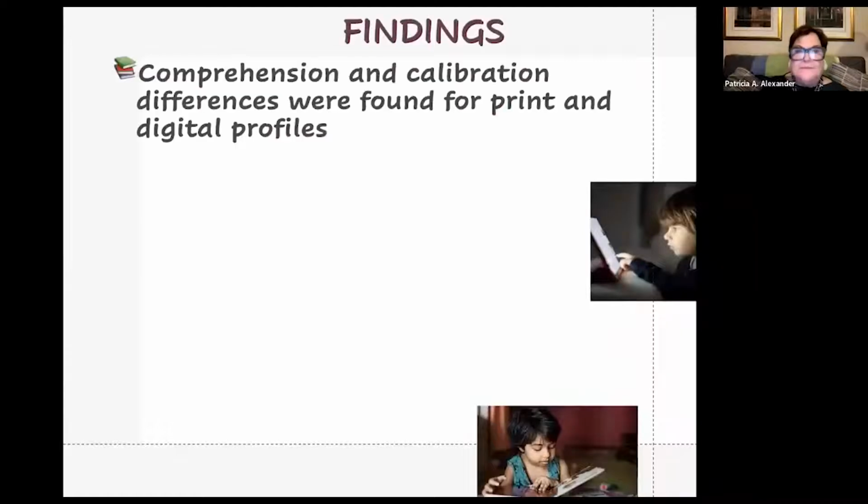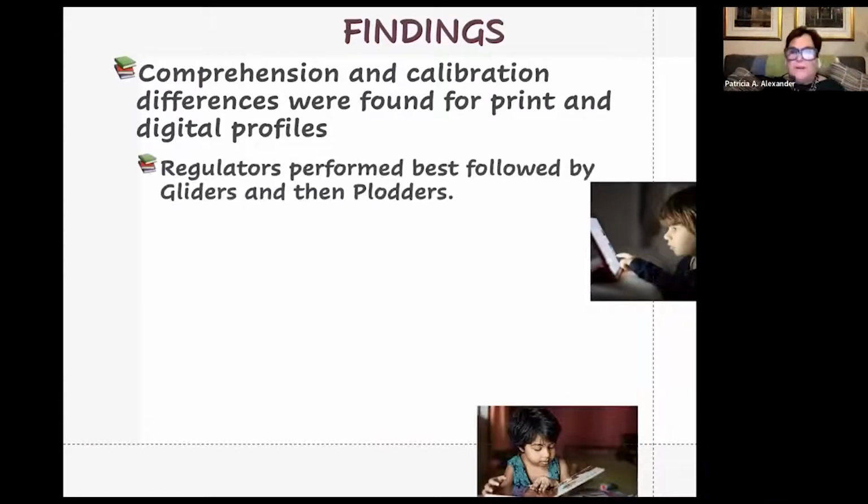So what did we find? Again, we found print and calibration profiles were very similar, as I mentioned to you. And again, the same sort of pattern we've had before. Overall print is going to be better, right? That's what we find each time in these studies so far. We're waiting to be surprised, but not yet.